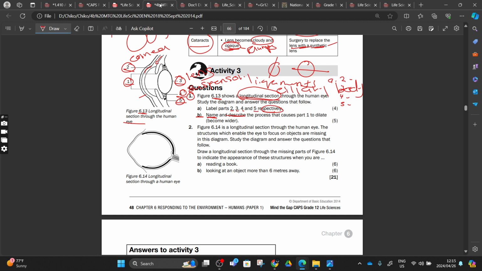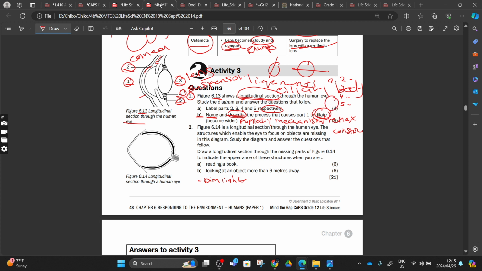You're going to say number B, give us the name. The name will be pupillary mechanism, or pupillary reflex, or pupillary constriction, right? And then describe it now. We want to describe the process that causes part 1 to dilate. So you'll write something like, you're going to cite a dim light, right? Because we want to see our pupil dilate there. To dilate is to become big, right?